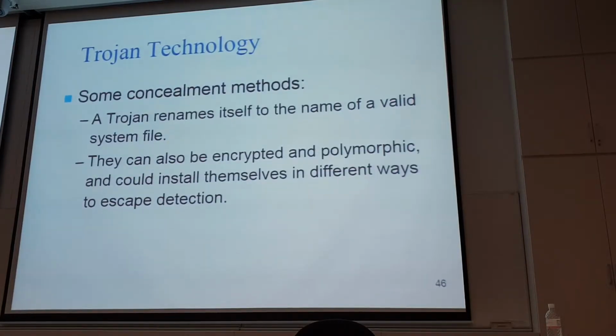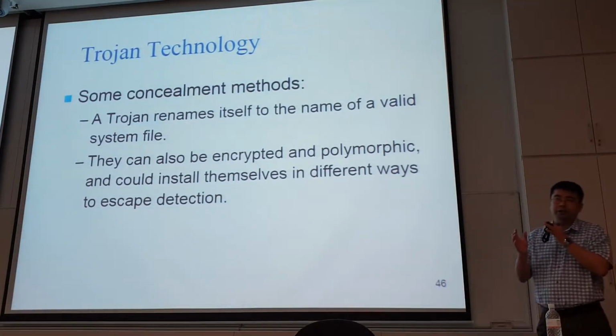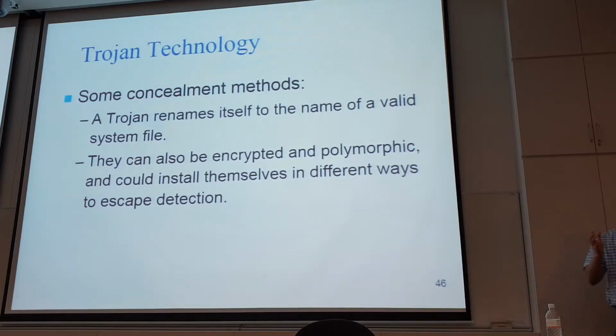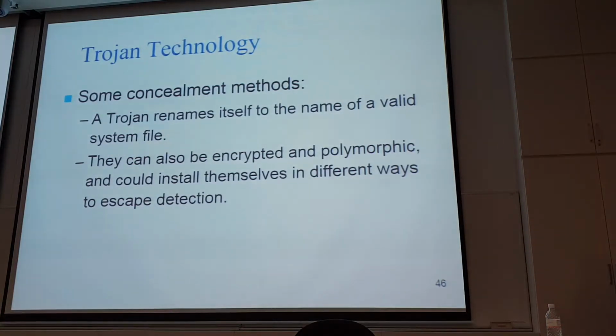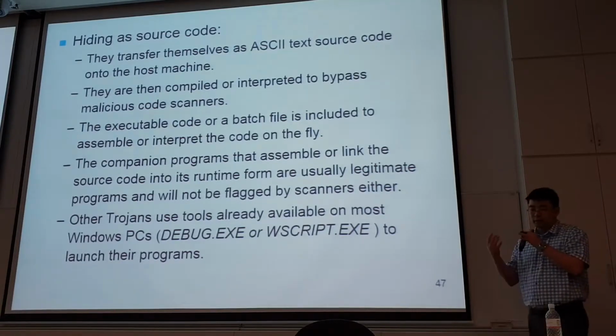There are also some methods to avoid detection. Of course, if the Trojan horse has a fixed pattern, then we can still detect it quite easily. But Trojan horses will also apply similar techniques as viruses. For example, it can use encryption or use a polymorphic method. And another method is to use just the data.